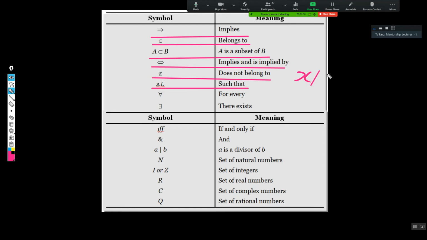X is such that X is equal to 2n. Just now we have seen, n belongs to any integer. This is also another form of "such that". It is not given there, but "s.t." is the word used.